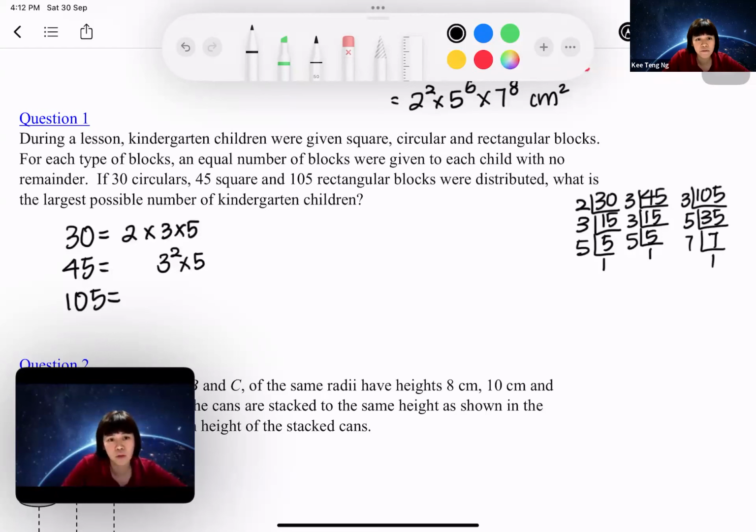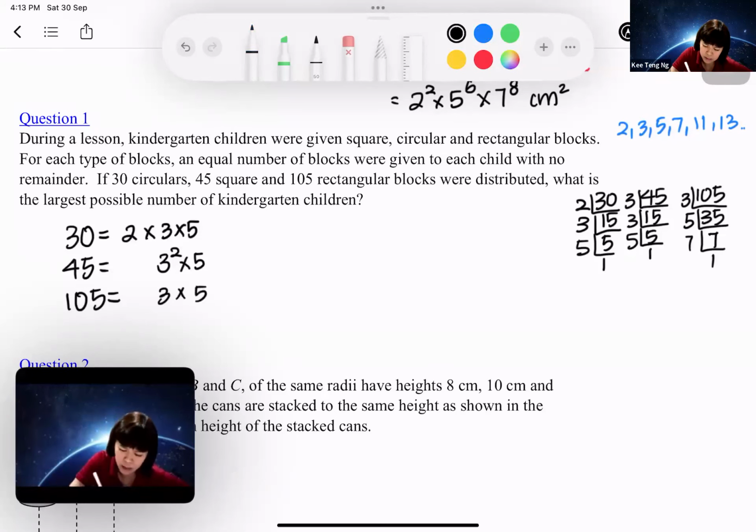Okay, so what are the prime factors? Prime factors 2, 3, 5, 7, 11, 13, so on and so forth. Can? All right, so 9 is not a prime factor. 9 is made up of 3 times 3. Okay? Right, then here 105 will be made up of 3 times 5 times 7.